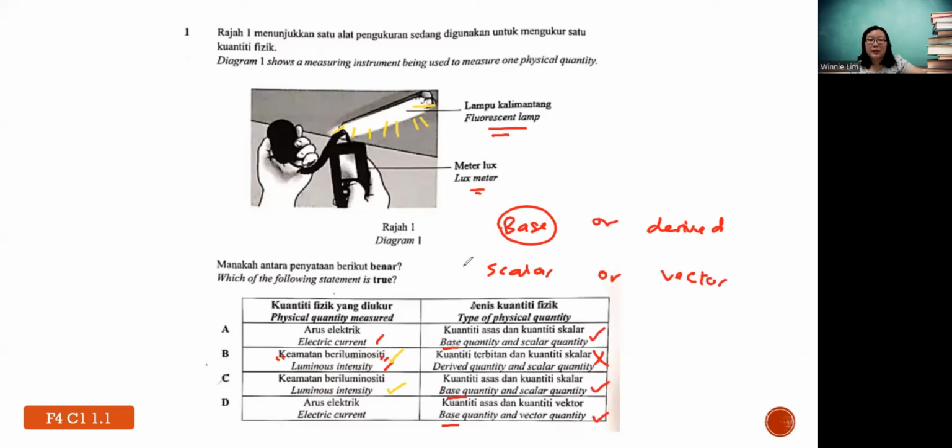Okay, then lastly, for this luminous intensity, is there any direction involved? No, right? So it's actually a scalar quantity. A vector quantity is a quantity which has direction and magnitude, for example velocity and acceleration, all of these are classified as vector. So it's actually a scalar quantity. Based on the options that we have, of course, the answer is C, right? The quantity being measured is luminous intensity, and the type of quantity is base and also scalar.